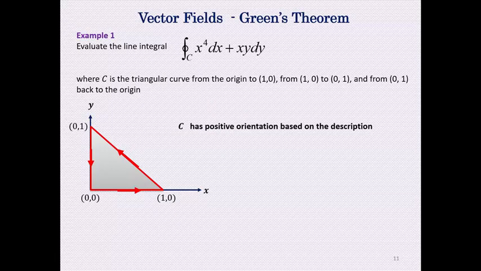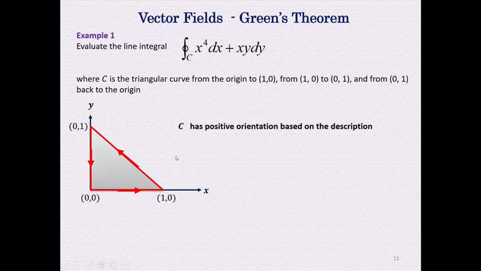We end the video with two numerical examples on the Green's theorem. Example 1, we are asked to find this line integral for a closed curve. Now this notation with a circle on the integral sign tells us that curve C is closed. Indeed, based on the description, we can tell that C is a closed curve.